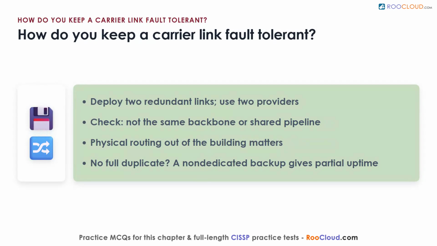How do you keep a carrier link fault tolerant? By refusing to depend on a single connection. For real fault tolerance, you deploy two redundant links, and for stronger protection, you buy them from two different providers. But check the fine print. If both providers ride the same regional backbone or share a major pipeline, you have not gained much. Even the physical routing out of your building matters, since one disaster or one careless backhoe can cut multiple lines at once. If a full duplicate leased line is too costly, a cheaper non-dedicated connection can still give you partial availability when the primary fails. Think of it as two escape routes that must not funnel through the same doorway.